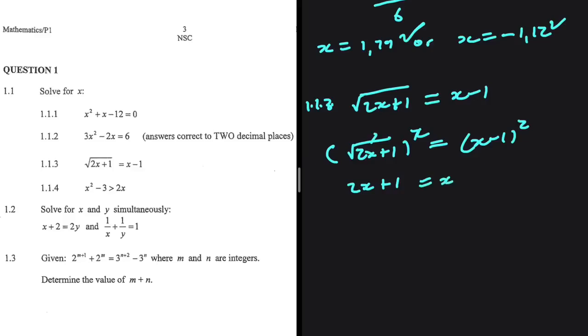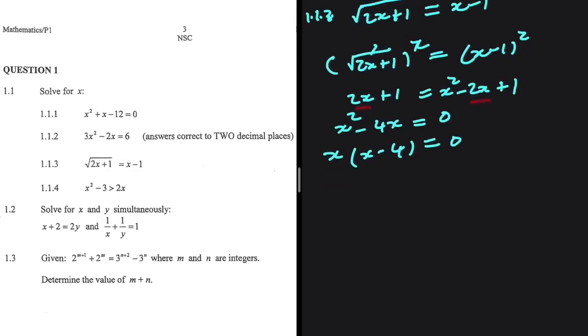x multiplied by x, that is x squared. x multiplied by minus 1, that is minus x. You multiply that by 2, you're going to get minus 2x. And then minus 1 multiplied by minus 1, that is plus 1. We're going to have x squared minus 4x. If you take 2x to the right hand side, it's going to be minus 2x, which is minus 4x. And then 1 minus 1 is 0. So x squared minus 4x is equal to 0. We can take x as a common factor. We're going to have x times x minus 4 being equal to 0. In this case, it's either x is equal to 0 or x is equal to 4.